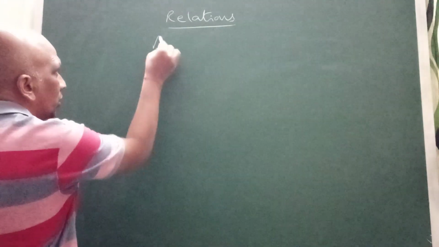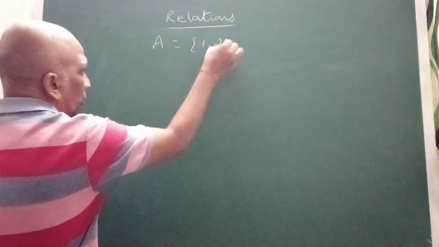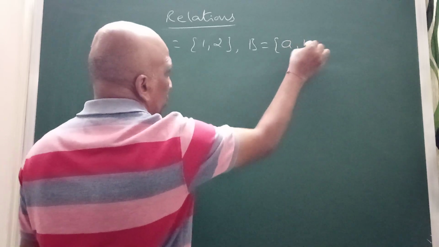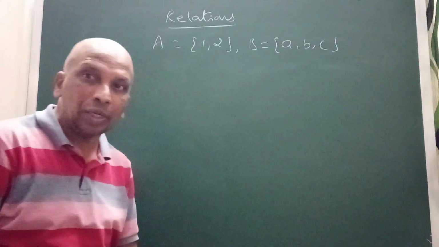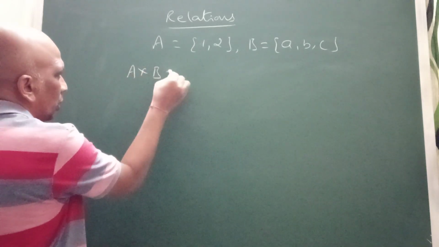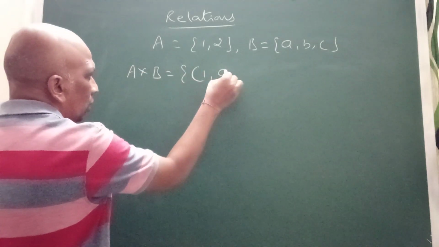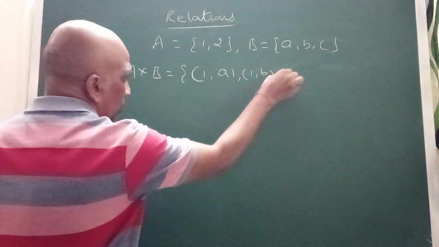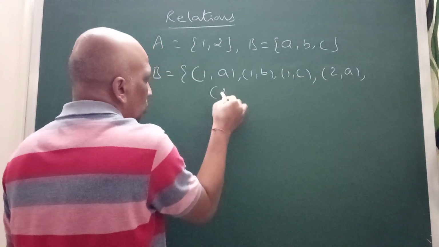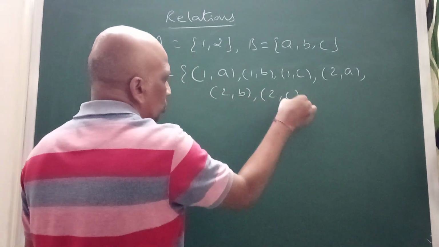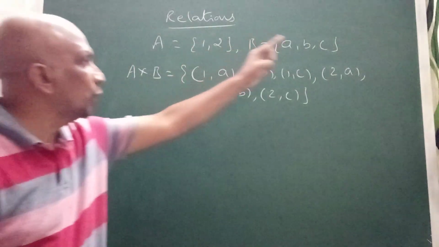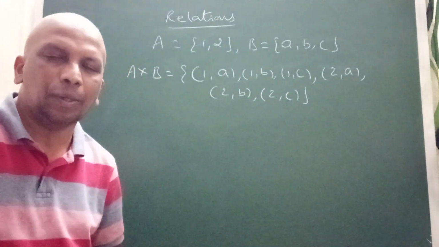Suppose I have taken A equal to the set {1, 2} and B equal to the set {a, b, c}. Take two non-empty sets. I have taken the Cartesian product A cross B, which is {(1,a), (1,b), (1,c), (2,a), (2,b), (2,c)}. So the number of elements in A cross B is 2 into 3, which is 6. We have 6 ordered pairs.